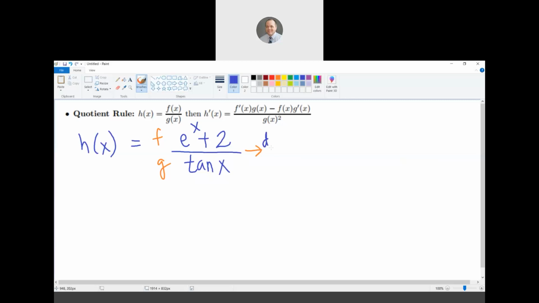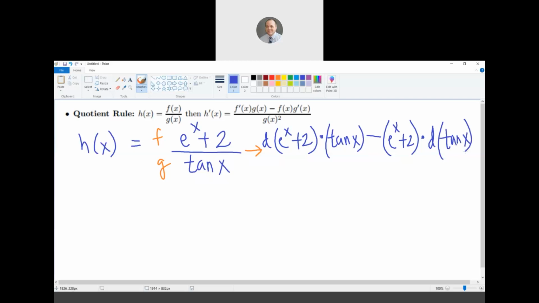The derivative of f means we'll take the derivative of e to the x plus 2 times the original g of x, or tangent x, minus the original f of x, or e to the x plus 2, times the derivative of g of x, or the derivative of tangent x, and that's all over the denominator squared, and that's actually tangent squared x.